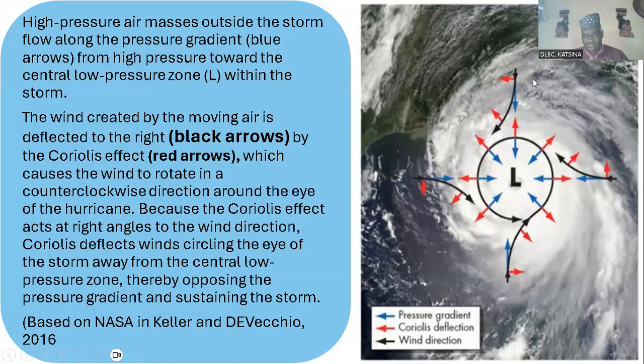You'll see in the diagram, the wind is created by moving air, which is deflected to the right. You'll see the black arrows, and then the Coriolis effect, the red arrows, which causes the wind to rotate in a counterclockwise direction around the eye of the hurricane. There's a low there, then there's circulation around the eye. Because the Coriolis effect acts at right angles to the wind direction, Coriolis deflects wind circling the eye of the storm away from the central low pressure zone, thereby opposing the pressure gradient and sustaining the storm.